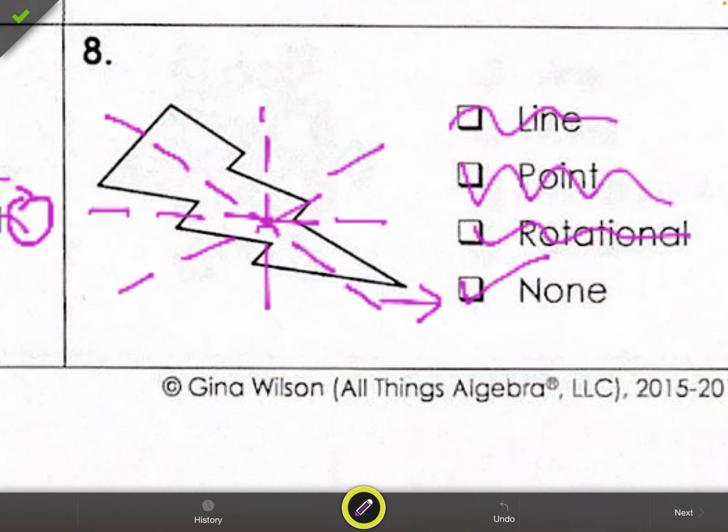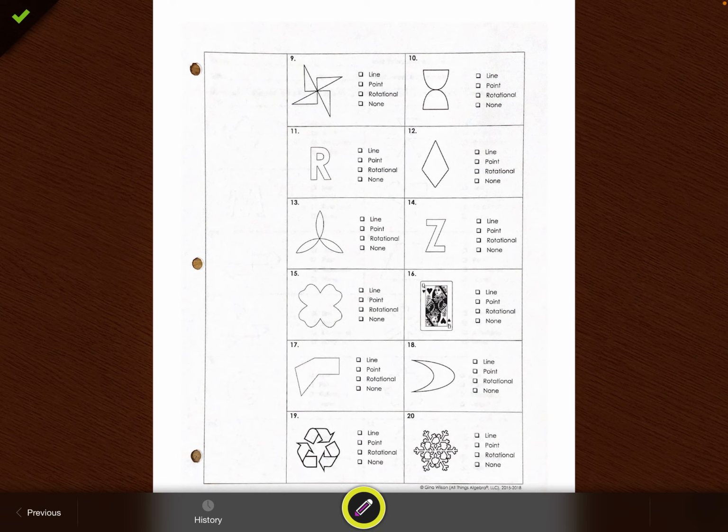All right, this next page, I want you guys to try and then come back, watch video 2 so you can check your answers.